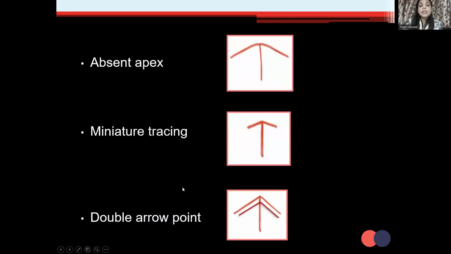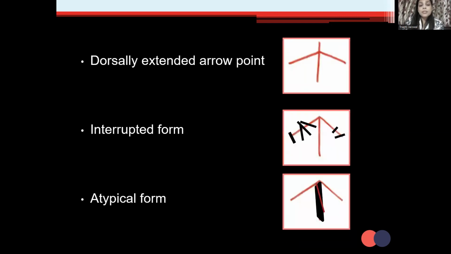It can be asymmetric, with an absent apex, miniature tracing, double arrow point tracing, dorsally extended arrow point tracing, interrupted form, or atypical form. All these variations can happen when there is not proper tracing. Proper tracing is only the typical arrow point tracing. When there is not proper recording of the centric relation position, then these tracings can be obtained. It could be due to all the difficulties which we have already discussed, biological, mechanical, or psychological. So proper tracing is not obtained.